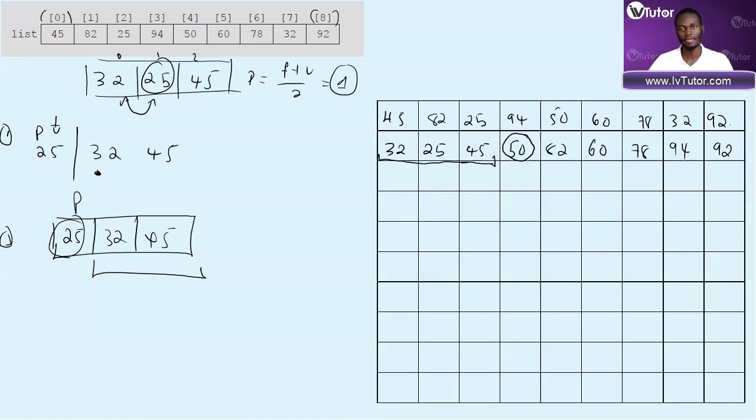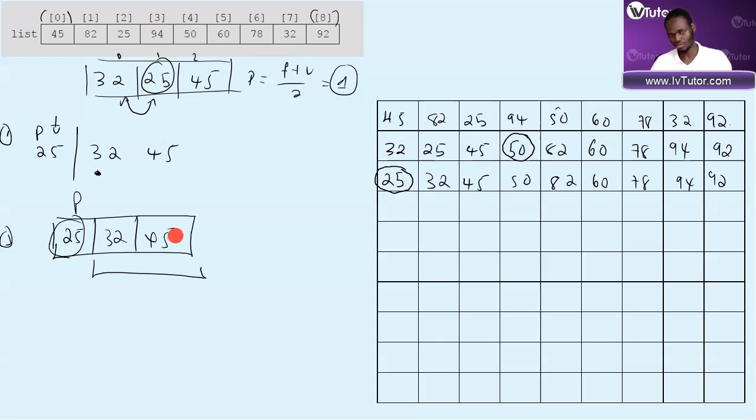Which means I can write here and say, after partitioning this sublist here, I now have 25 sitting here, 32 sitting here, 45 sitting here. The rest is still the same. Remember, 82, 60, 78, 94, 92. And for this sublist, my pivot here was 25. So I would write my answer like this. And I know that I was partitioning this sublist here, right? And now I need to apply the quicksort on the right sublist, because remember we partitioned, now we've got the right. So we need to do our quicksort on the right array.